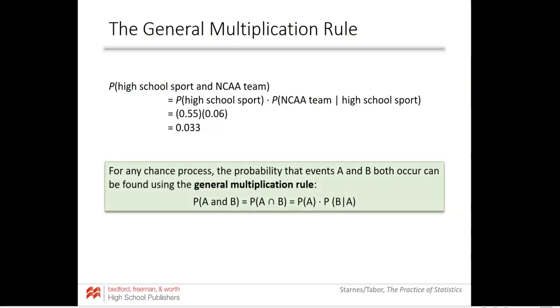For any chance process, the probability that events A and B both occur can be found using the general multiplication rule. It might be nice just to write this down. A and B both happen, that's the intersection of A and B, and you just multiply the probability of A times the probability of B, given that A has already occurred, is a way of writing that.